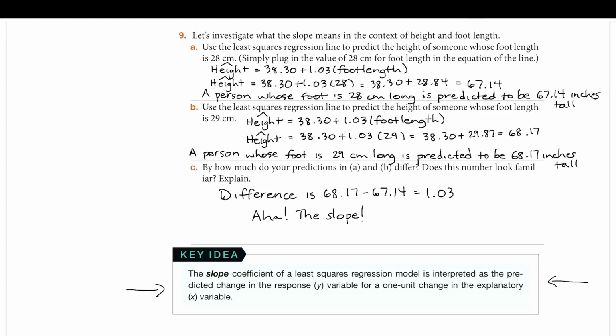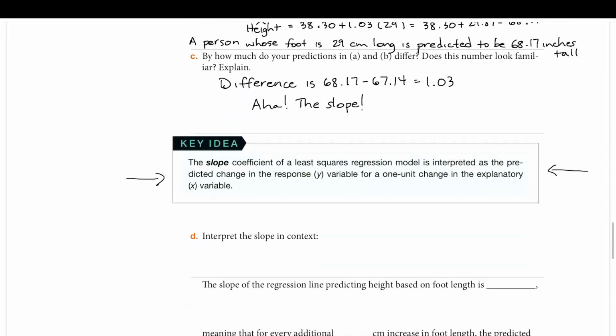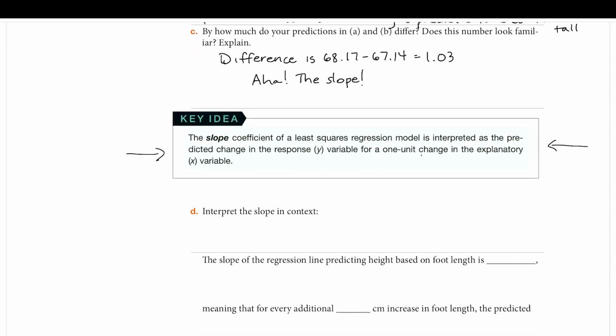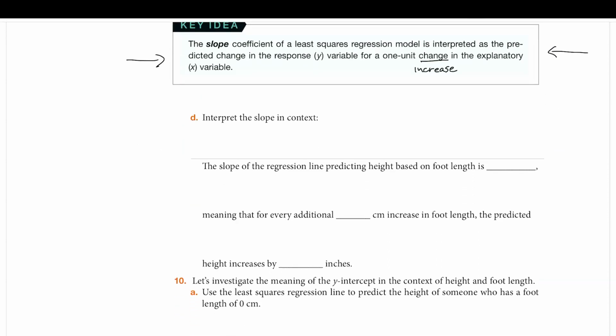Although you might not have realized it ahead of time, hopefully hindsight is 20/20. What we just did is compare predicted heights for people whose foot length differed by 1 centimeter. In general, as the key idea box says, the slope coefficient in your least squares regression model is the predicted change in the response variable when the explanatory variable increases by 1 unit. I'm going to mention that the change here is considered to be an increase.